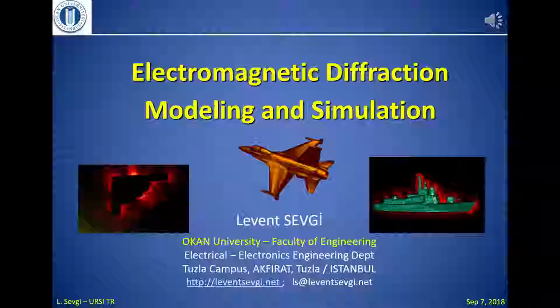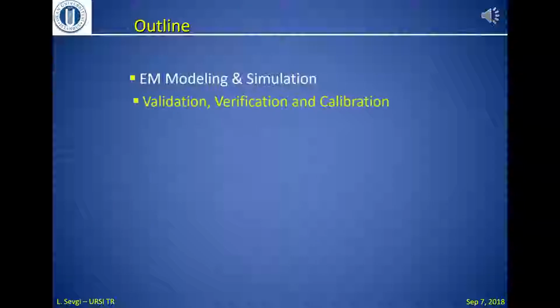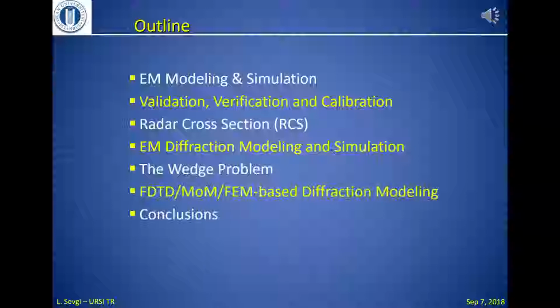This talk is about electromagnetic diffraction modeling and simulation. First, fundamentals of modeling and simulation, MODSIM, will be discussed. Then, the definition and examples of radar cross-section, RCS, will be given. Finally, diffraction will be outlined with the canonical 2D wedge problem. A few other examples will also be included before the conclusions.